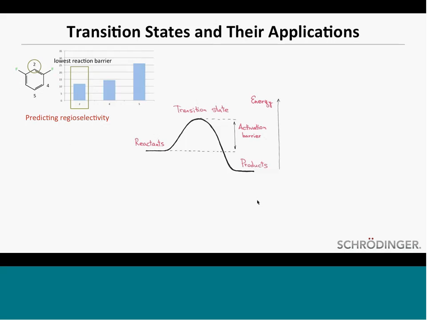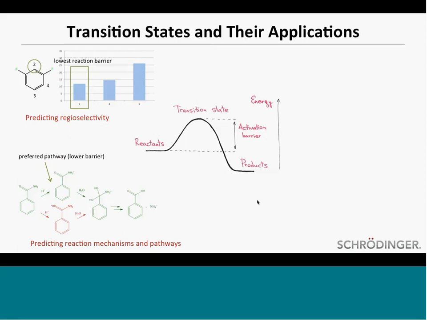Some of the applications of this might be predicting regioselectivity. So in this reaction that I'm showing you in the top left, we did a CH activation. We wanted to pop off one of those hydrogens on that aromatic ring, but we want to know which hydrogen the catalyst is going to target. So we calculated the transition states for all of the three positions shown, and we saw that the lowest activation barrier was at position 2, and that corroborated with experiment.